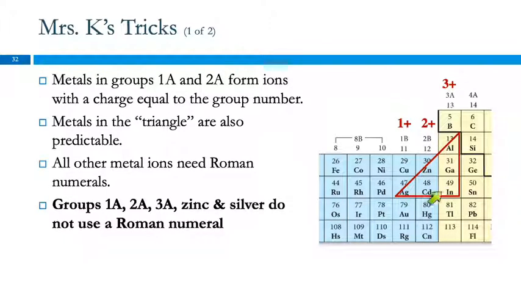And so there's a triangle here. The group 3 are plus 3. And then I think of this as going down the stairs. This is the third step, and the second step, and the first step. So 3, 2, 1. If it's not one of these, group 1A, 2A, or in this triangle, it needs a Roman numeral.